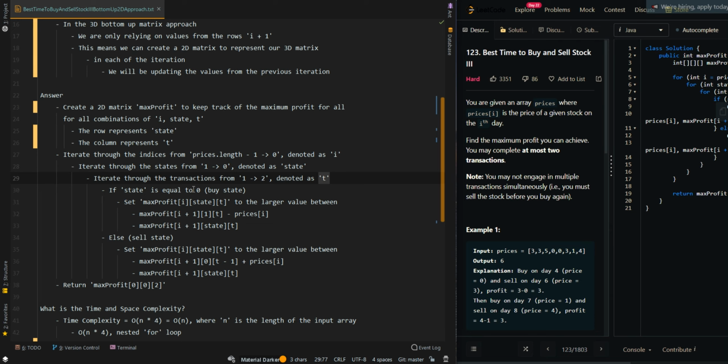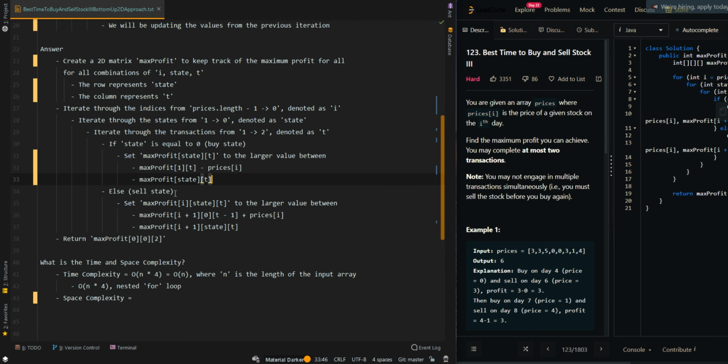If state is equal to 0, we're currently in the buy state, so we have two choices. We can pick the larger profit between buying at the current price or skipping the current price. So we need to set the maximum profit of state and i to the larger value between max profit of 1 and T, basically saying we're going to our sell state and the number of transactions stays the same. And then since we're buying the current stock, we decrement by the current price, and also the maximum profit, we just skip the current stock.